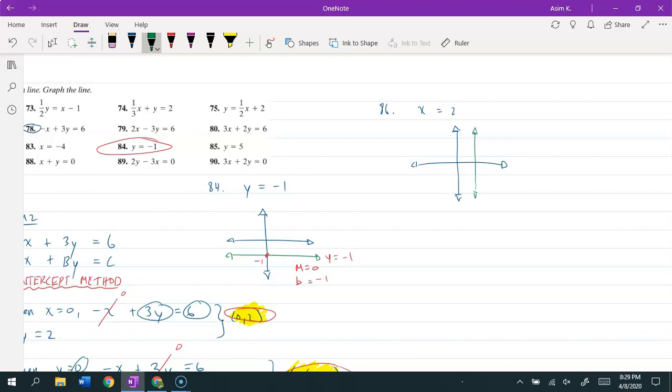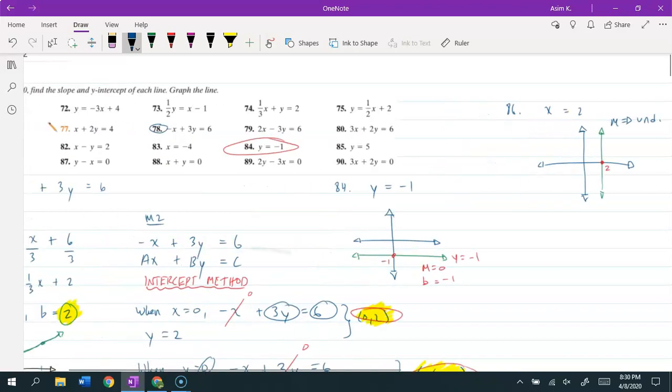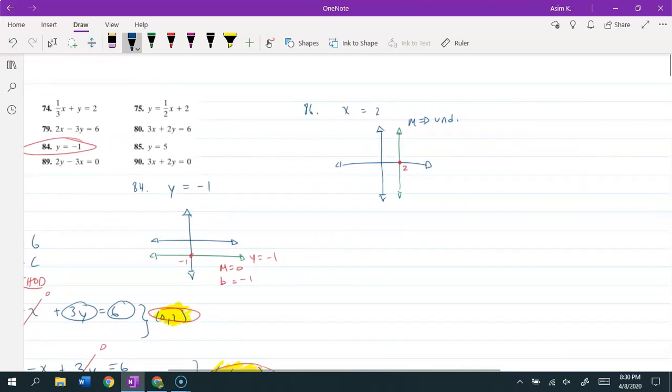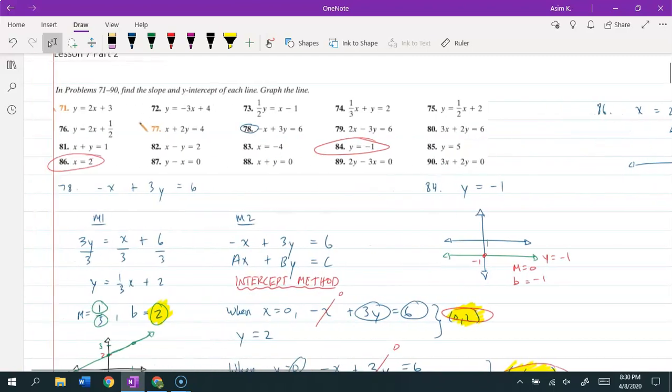We're going through these really quickly because I know you guys are pretty good with lines. So that's where x is equal to 2, all right? And now when you need to find the slope, the slope of a vertical line is undefined. And the y-intercept, right? Because they said find the y-intercept of each line. This doesn't have a y-intercept. It never intercepts the y-axis. It has an x-intercept, but it doesn't have a y-intercept, right? So that's number 86 for you, okay?